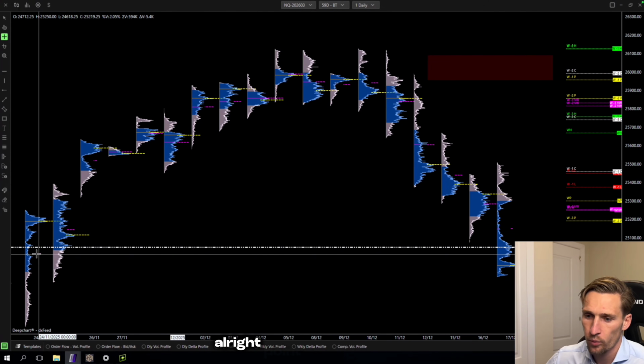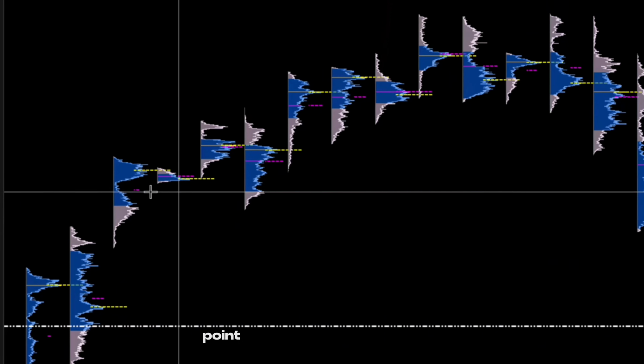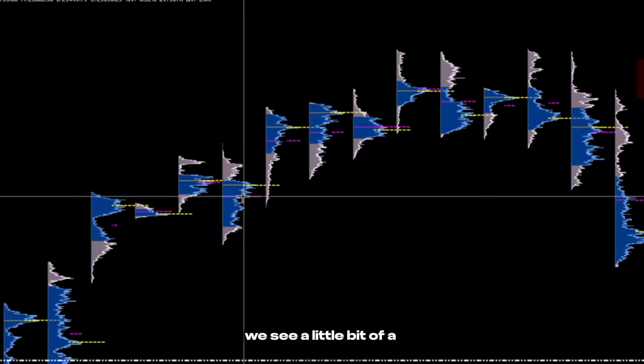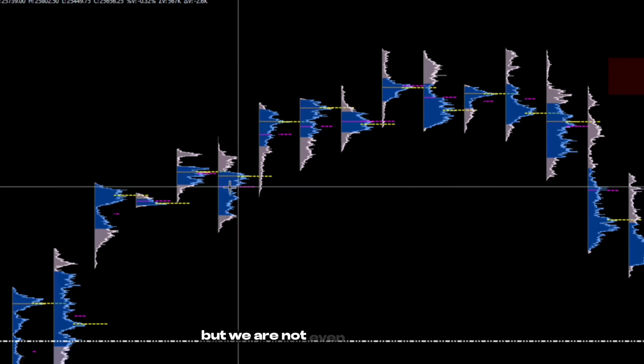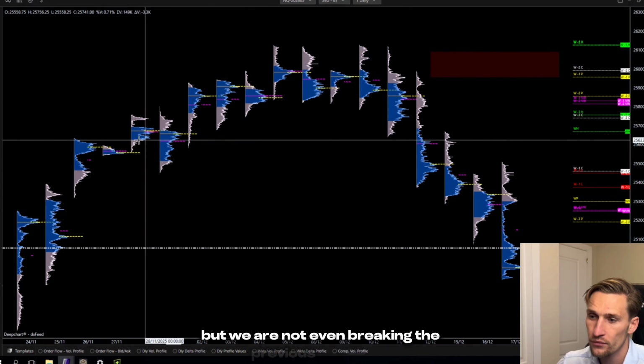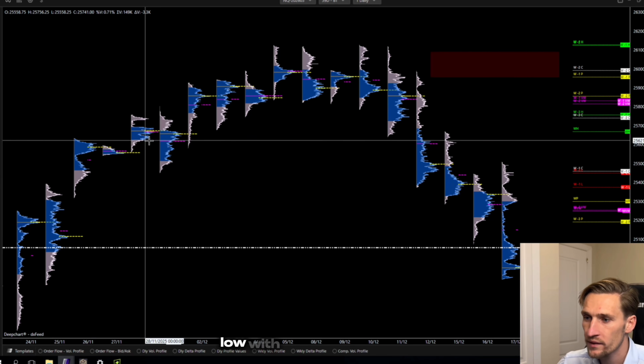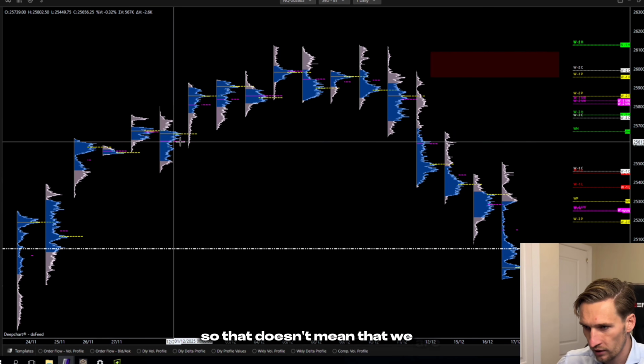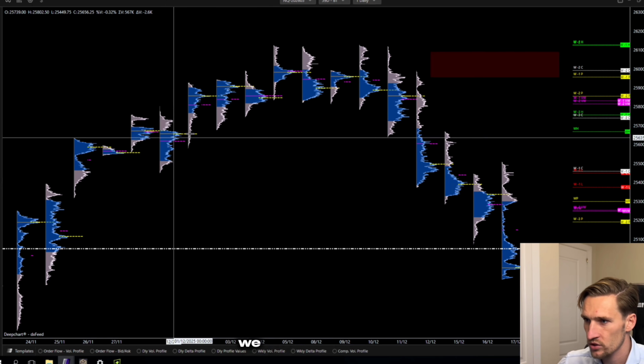All right, point of control is here. We're going up. Point of control is here, point of control. We are just in an uptrend. All right, here we see a little bit of a retracement, but we are not even breaking the previous value area low with the point of control. So that doesn't mean that we are in a downtrend directly. We are still in an uptrend.